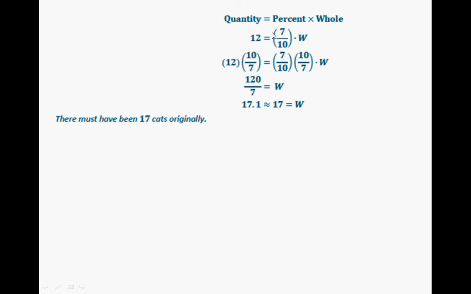So 12 is equal to 7/10, because 70 over 100 can be reduced to 7/10, times W. In order to isolate W, we can multiply by the reciprocal, which is 10 over 7. So 12 times 10/7 is equal to 120 over 7, which isolates W because this equals 1. So 120 divided by 7 is approximately 17.1, and so that's approximately 17 cats. So there must have been about 17 cats originally.